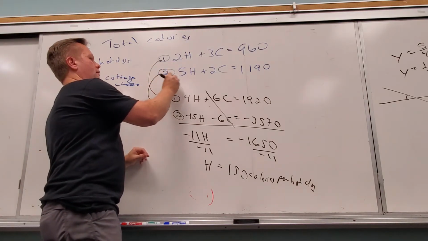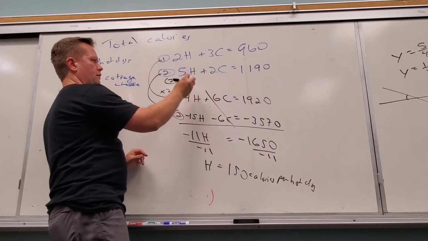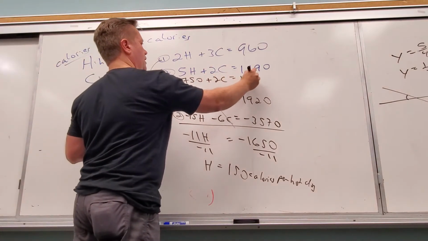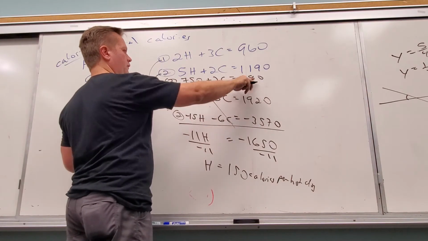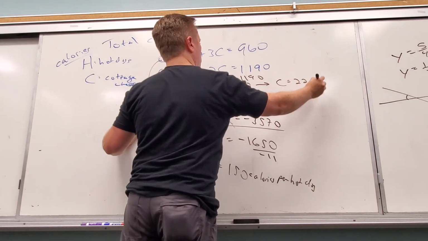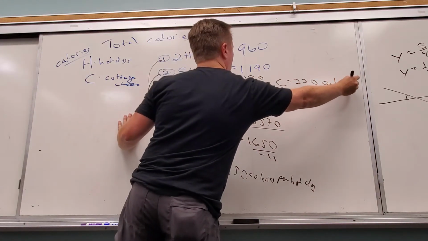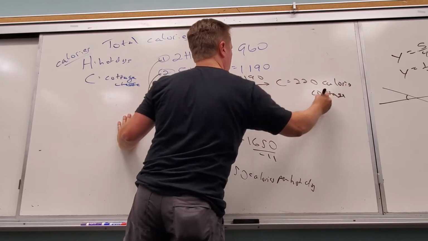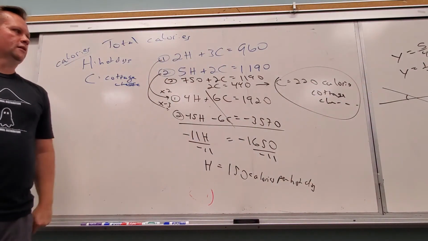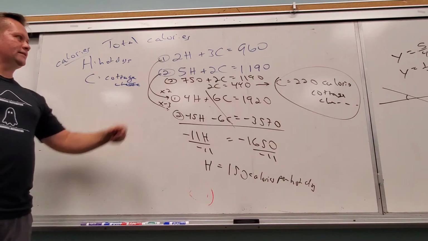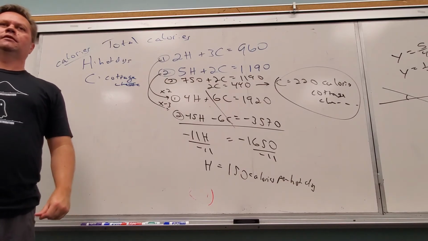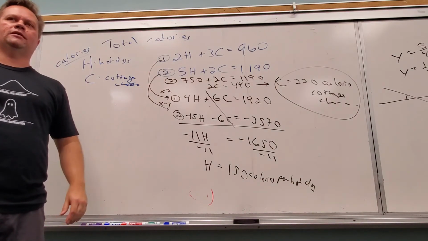Let's do it. 5 times 150 plus 2C is 1190. Subtract 750, I get 440. So we get cottage cheese as 220. Cottage. Calories. That's how you write after you eat this lunch. Very good. I don't recommend that, kids.